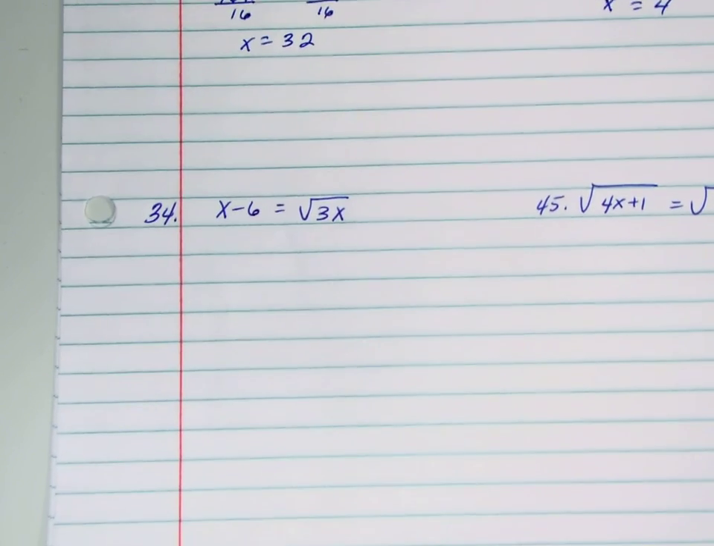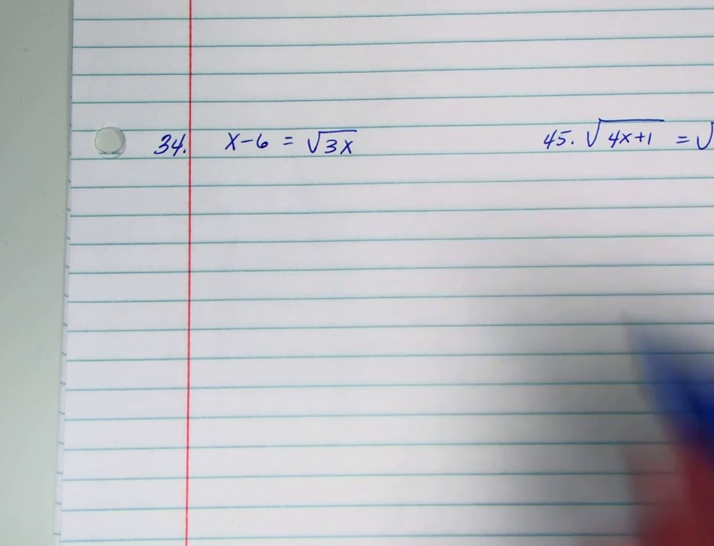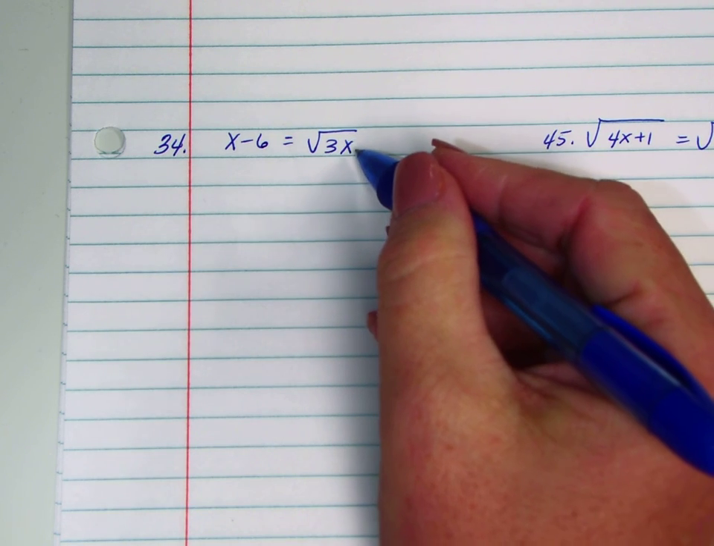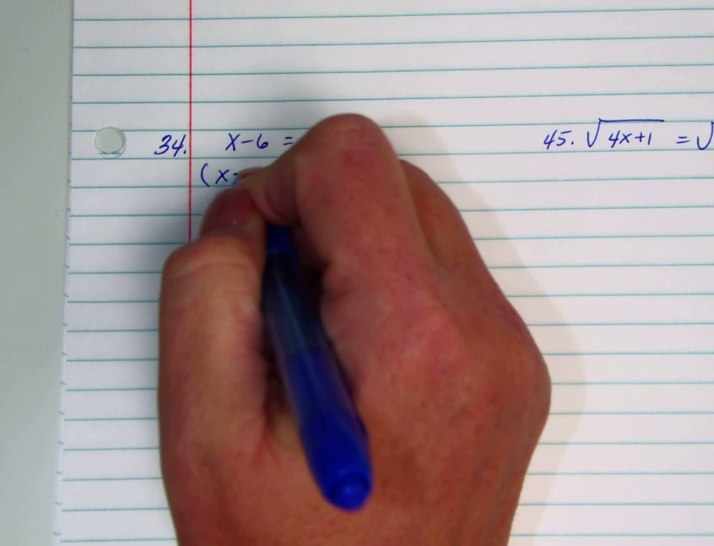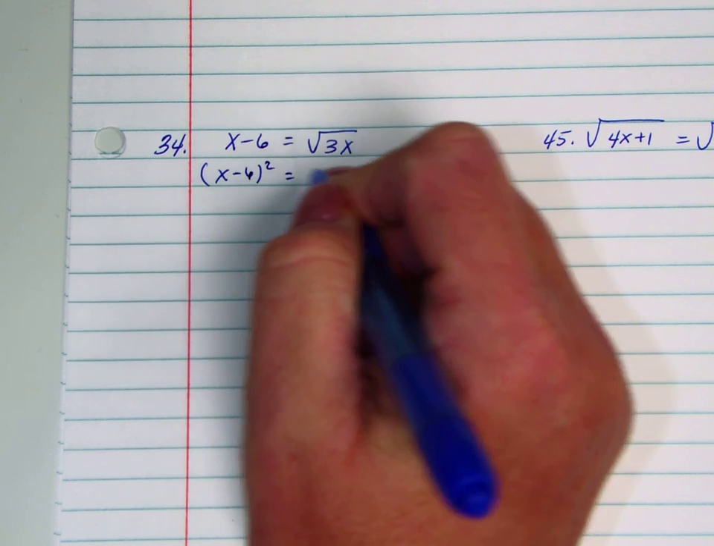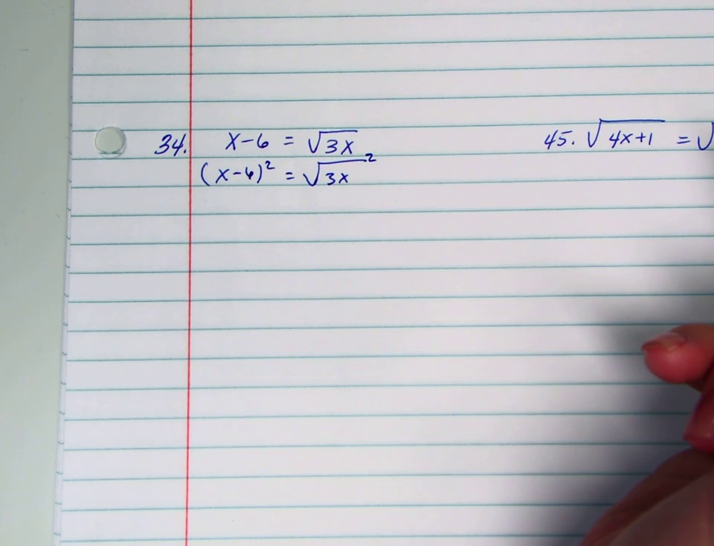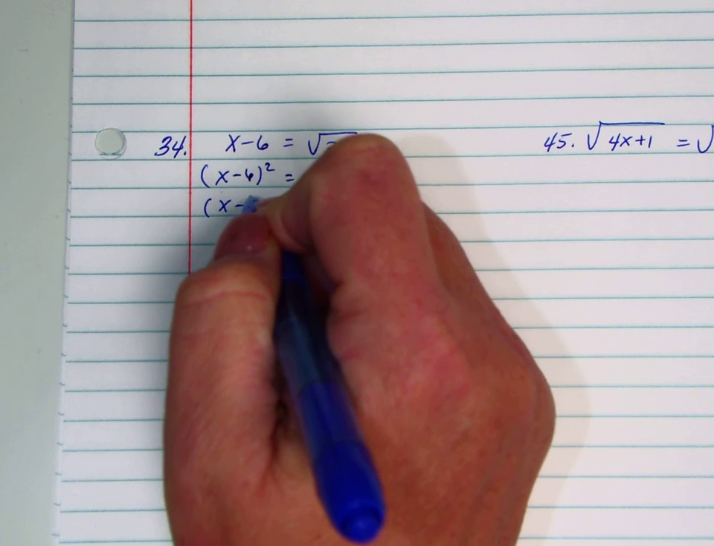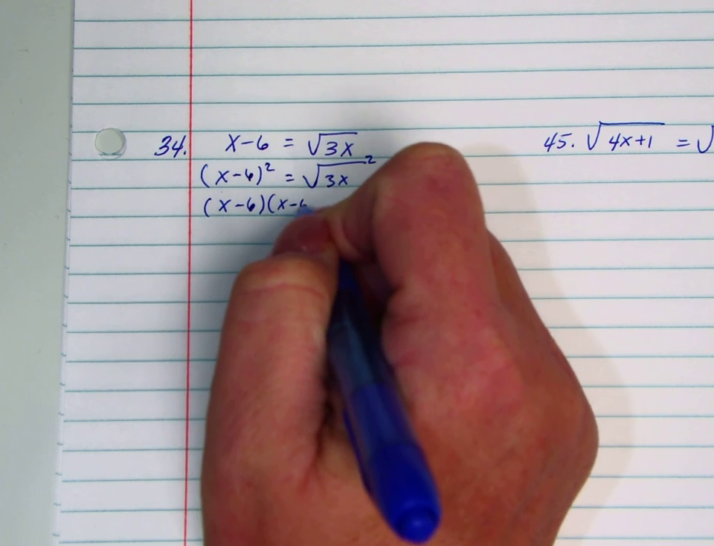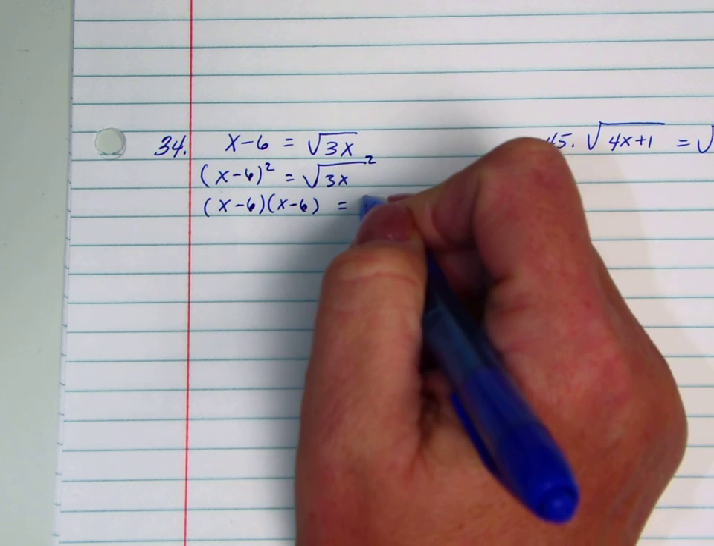So let's look at 34. So 34 is going to take us just a little bit longer than the other ones. I have x minus 6 equals the square root of 3x. To get rid of the square root, we're going to square both sides. So we have to square the entire side. So remember, x minus 6 squared is x minus 6 times x minus 6. And then the square root of 3x squared is just going to be 3x.